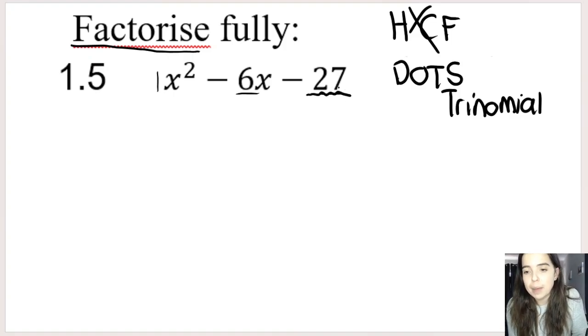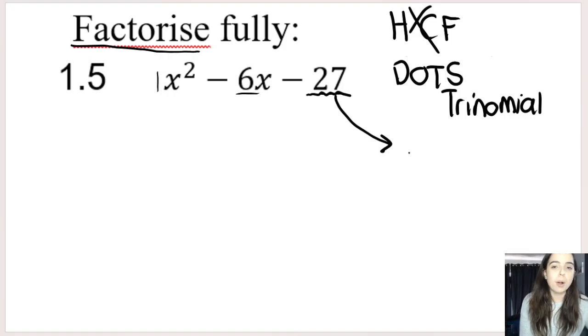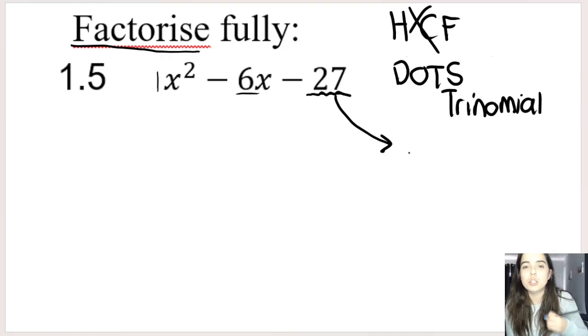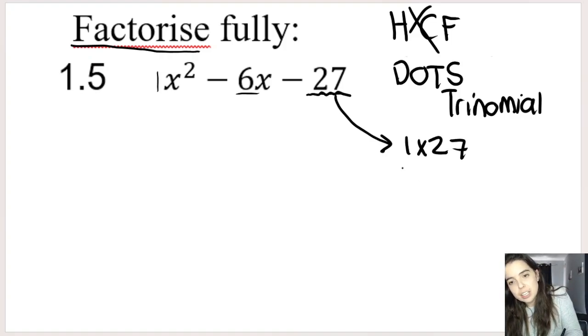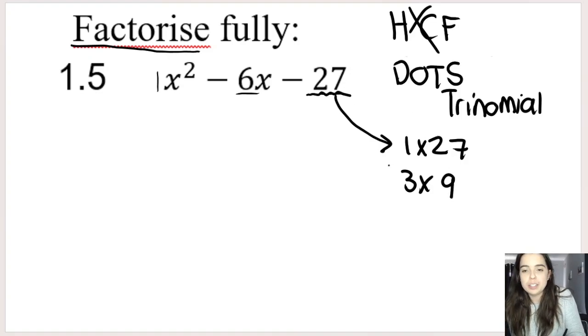So the constant term has no x, so it's the 27. We ask ourselves what multiplied by what gives me 27. And the only one that I can think of, besides 1 times 27, is 3 times 9. So 1 times 27 gives me 27. 3 times 9 gives me 27. Awesome. Now I need to pick one of these.